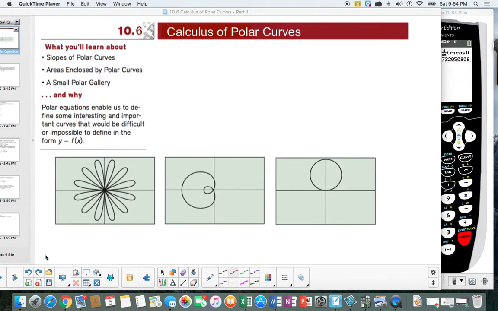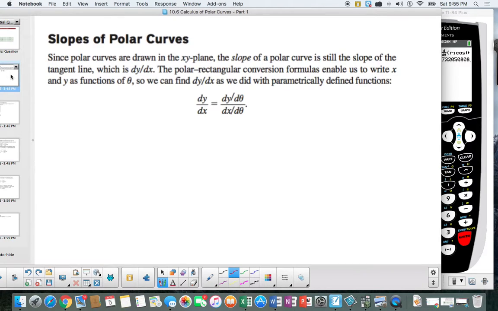10.6 Calculus of polar curves. What you'll learn about: slopes of polar curves and areas enclosed by polar curves. Slopes of polar curves are similar to parametric in that it's in terms of a third variable, which is theta.